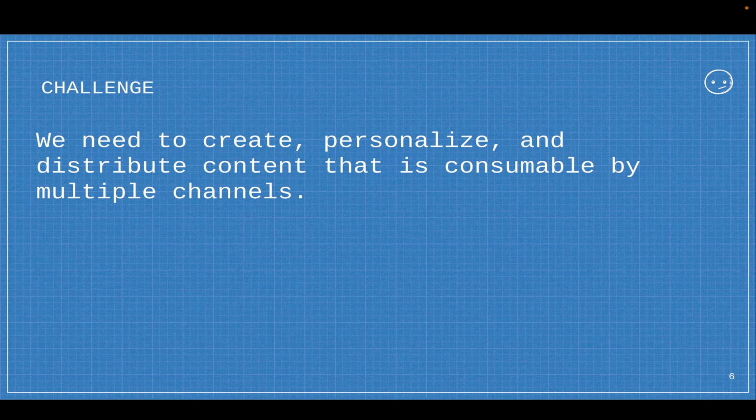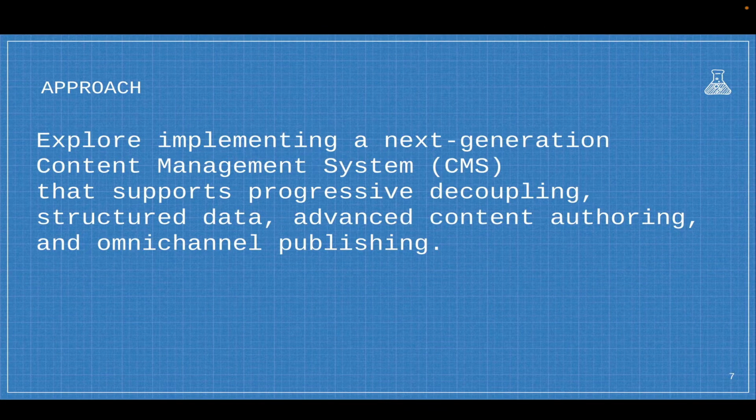The challenge that we're facing in our community is we need to create, personalize, and distribute content that is consumable by multiple channels. And the approach, or what we're exploring here, is implementing a next-generation content management system that supports progressive decoupling, structured data, advanced content authoring, and omnichannel publishing. Omnichannel publishing is another way to say that we want to target more than just web pages. We want voice, mobile, search engines, third parties, everything. We want our data to just be readable by any system. AI, just throw that out there.